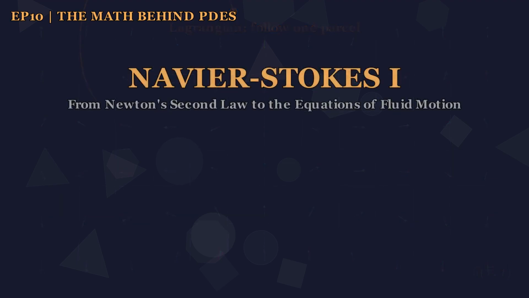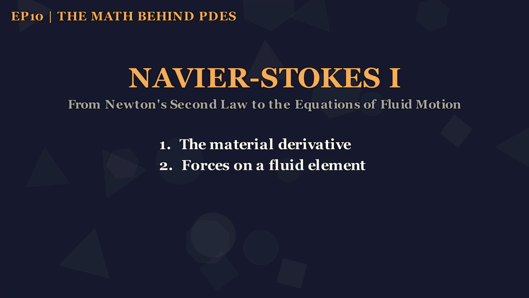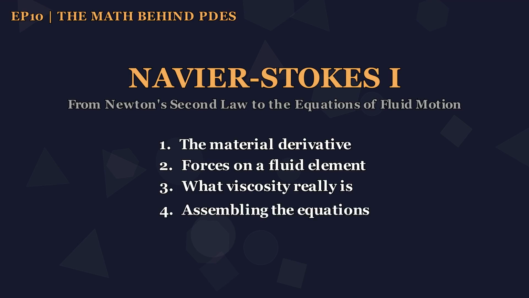This is Navier-Stokes, Part 1. We will build the equations of fluid motion from Newton's second law, one piece at a time. First, the material derivative, the acceleration of a drifting parcel. Then the forces on a fluid element, carried by the stress tensor. Then the heart of it, what viscosity really is. We assemble the full equations, and finally meet the one number that governs everything, the Reynolds number. Let us begin with a single parcel of fluid and Newton's law.